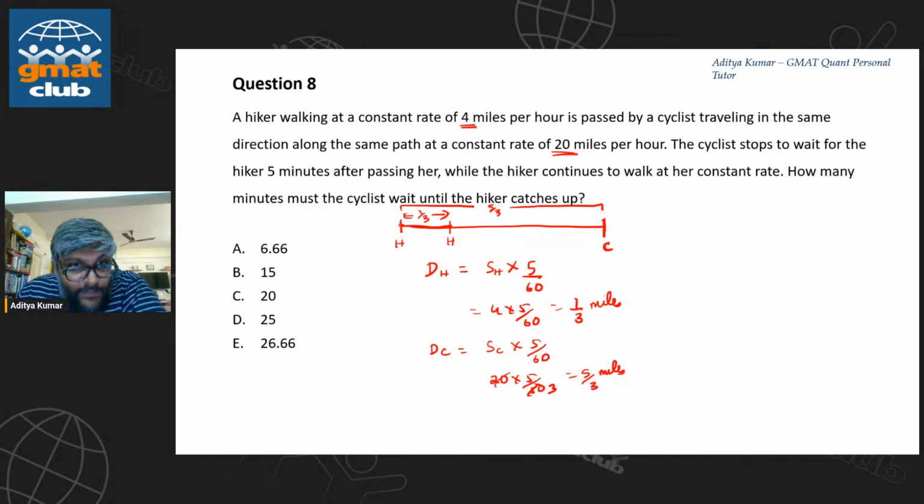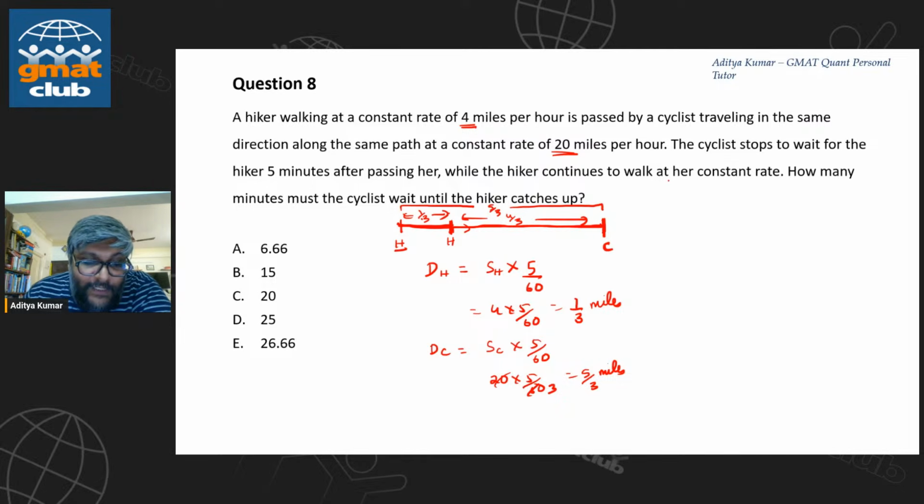So if the distance from the first H here to C is 5 by 3, and this distance is 1 by 3, then the gap distance now when the cyclist stops would be 4 by 3 miles. That would be the gap between the two. And I know the cyclist is going to stop there. Cyclist is not moving at all. So I don't need to worry about relative speed. All I have to figure out is how much time the hiker takes to cover that distance and reach the cyclist.